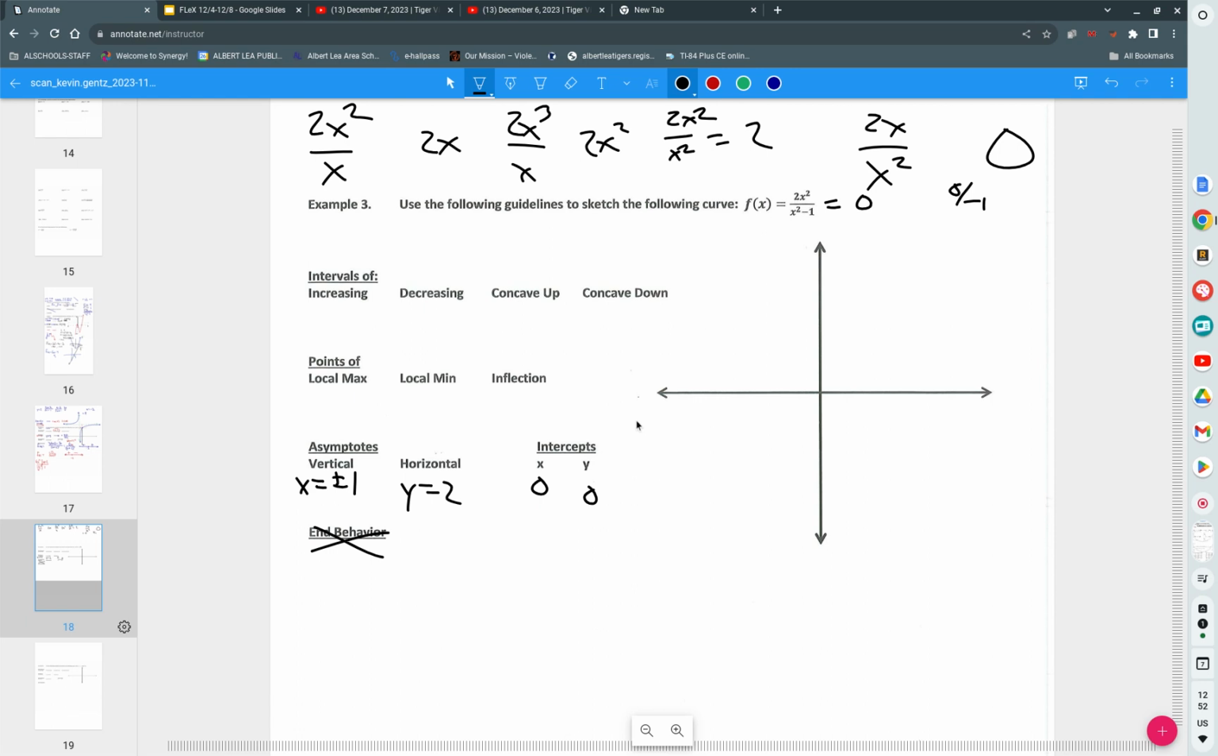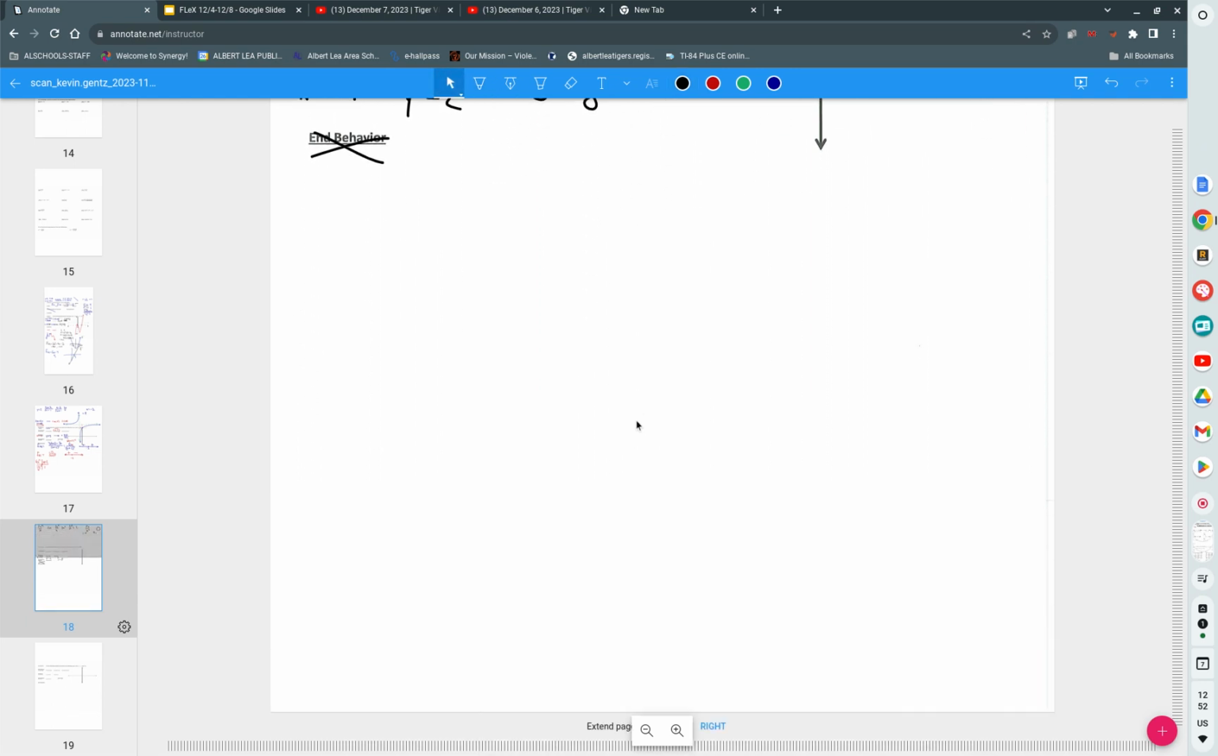To get the rest of the information, you have to know calculus. What is the next step in this process? Take the derivative. Here we go. f prime of x is equal to, and on your test, I need to see your derivative. I need to see you show the derivative. So the derivative of 2x squared is, or x times the x squared minus 1, minus 2x squared times 2x, all over x squared minus 1, quantity squared.